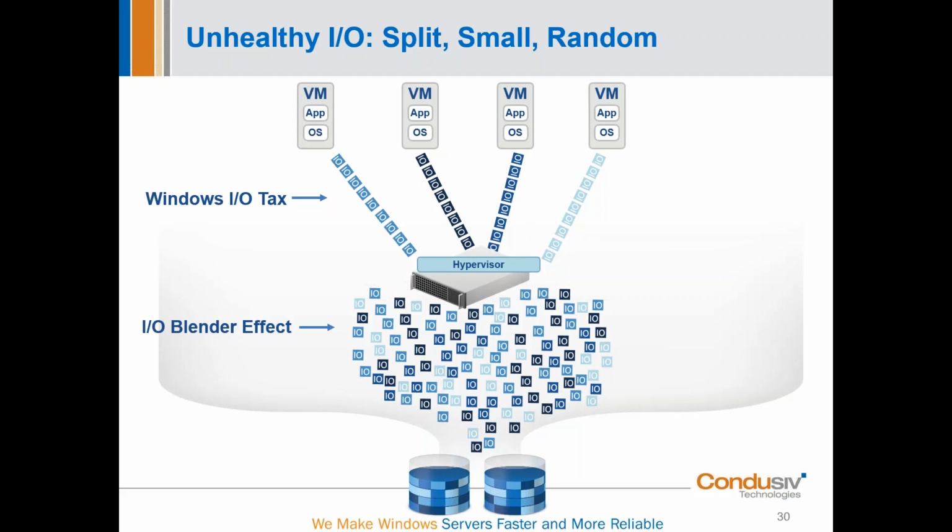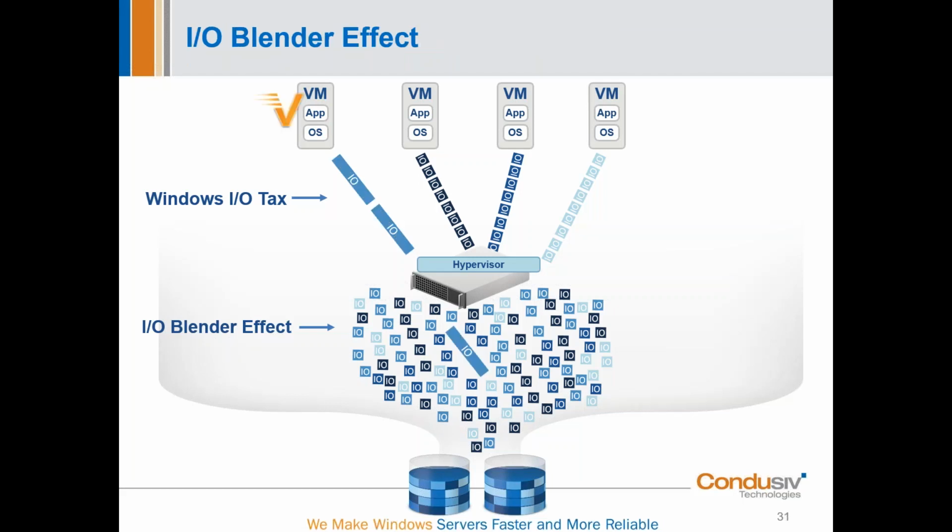Now we can start optimizing. There are two different levels here: the Windows IO tax and the IO blender effect. The Windows IO tax is that inefficiency from Windows we've been talking about. The IO blender effect is the data complexity from virtualization, and really where the randomization comes into play and slows down throughput. What we want to do is fix it.